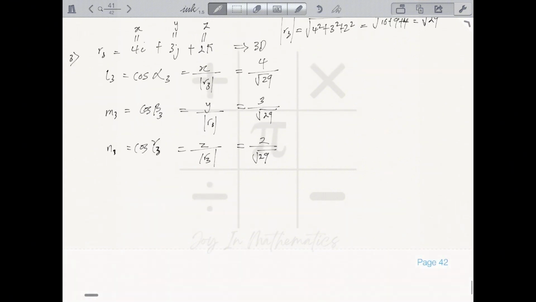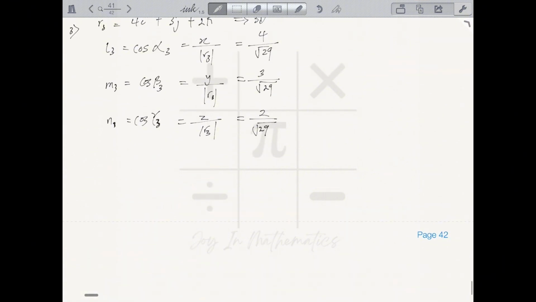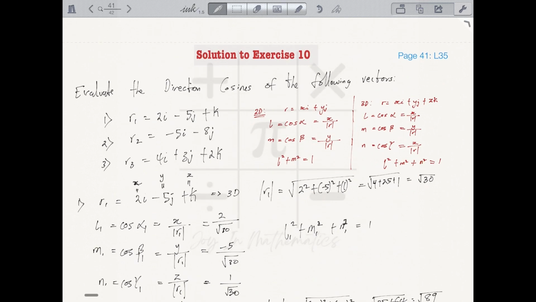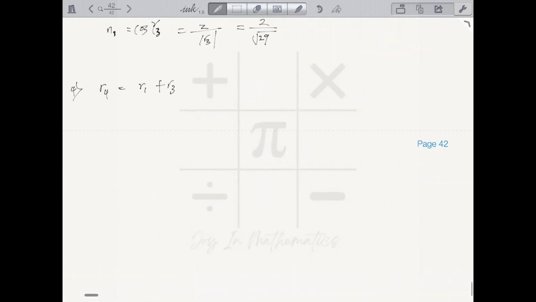Now let's have a special question. Let's say we are asked to evaluate the direction cosine of question 4. We call this R4, which is equal to R1 plus R3. Okay, this is a special. You can pause the video right away and give it a try. We are asked to evaluate the direction cosine of R4, which is R1 plus R3. Alright, let's solve it together.